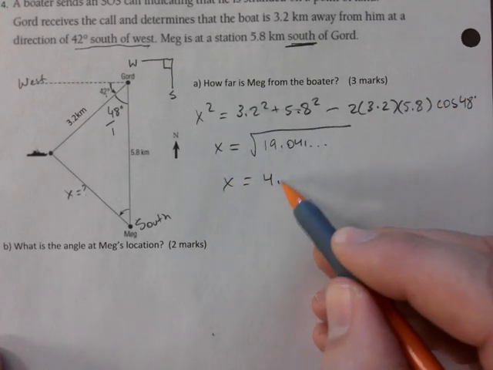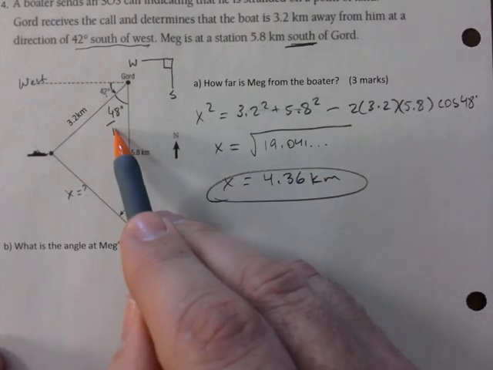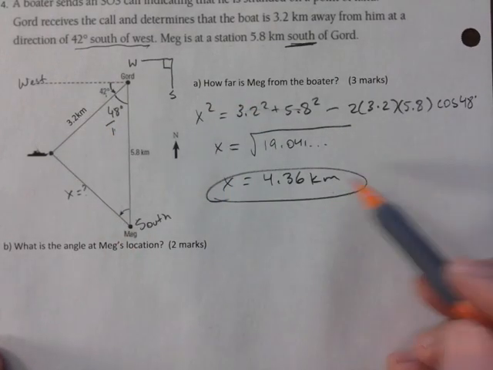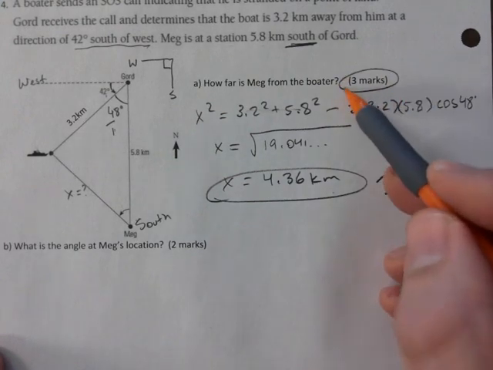And so this is 4.36 kilometers. So 1 mark for that angle, 2 marks for this. I normally give you just 2 marks for a regular sine or cosine law. And so 3 marks altogether for A, right?